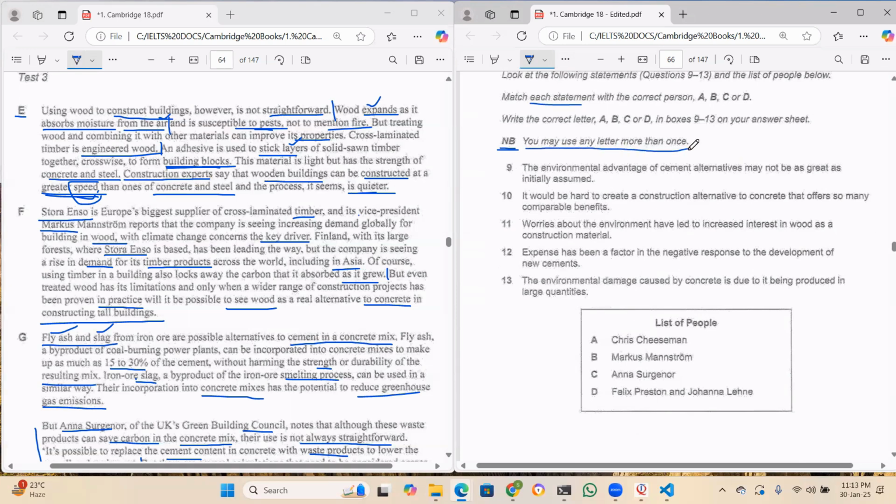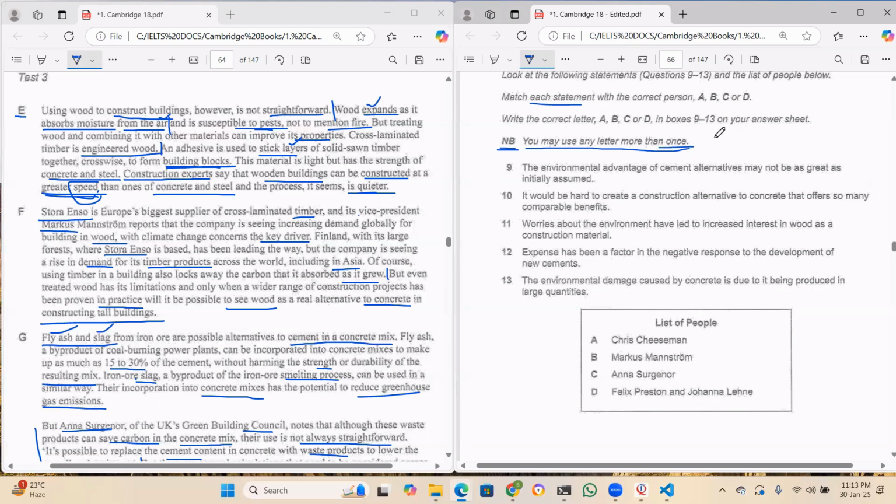What does it mean? It means you can use any letter more than once. See, here there are five questions. There are only four people. So something should repeat itself, right? So when any of the options is coming more than once, you will get this note. You may use any letter more than once.